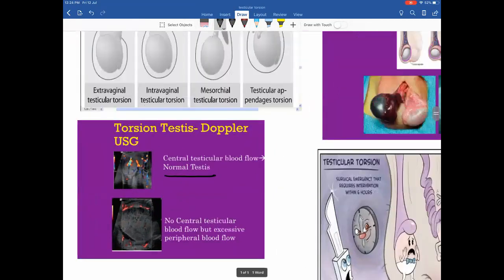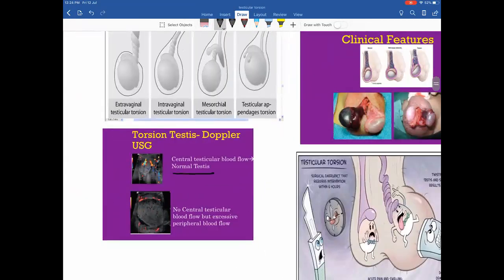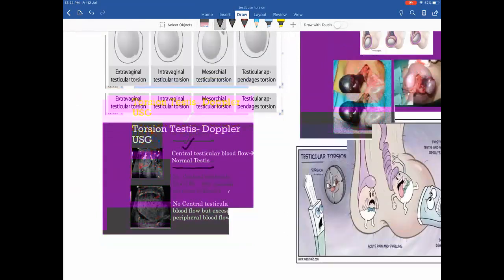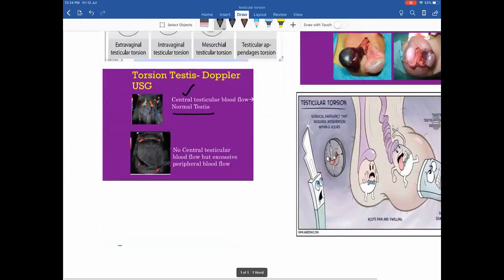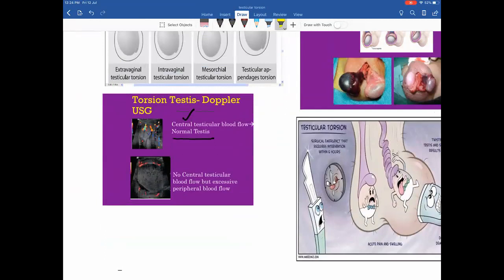Appreciate that in a normal case, there are blue and yellow colors that you can see, which suggests central testicular blood flow. Whereas in a case of testicular torsion, you can see that there is no blood flow in the central part of the testes. Remember, that is the most important part you are required to know for your exams as a diagnostic tool for testicular torsion.